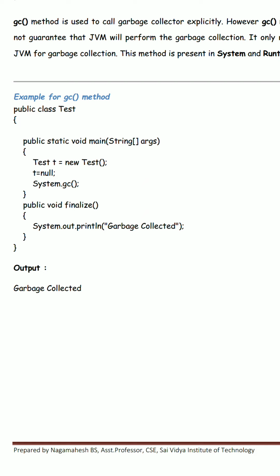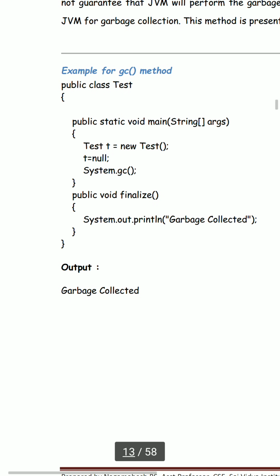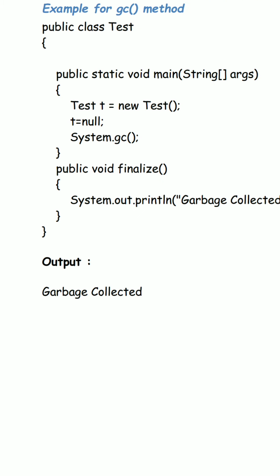The thing is that before releasing the memory which is held by the object t, it is going to execute the finalize method, that is SOP garbage collected. So here you see in the output we have the statement garbage collected. Before releasing the memory held by the object t, it prints the statement in the finalize method, as garbage collected. Here you see the garbage collected.